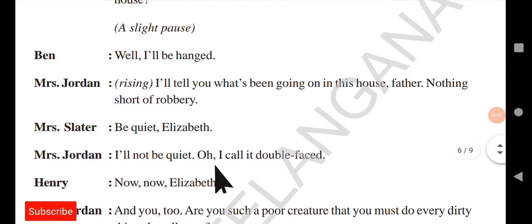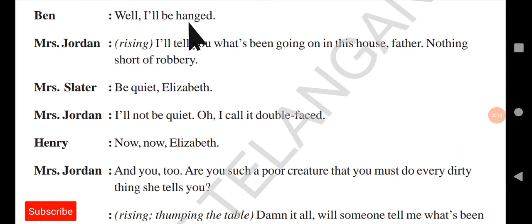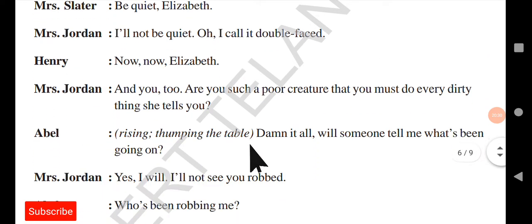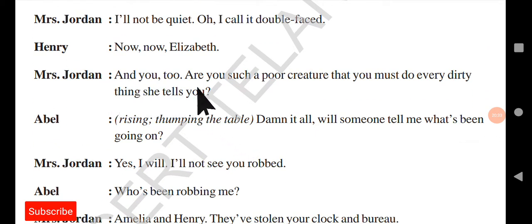Okay, so Ben: "Well, I'll be hanged." Mrs. Jordan, rising: "I will tell you what's been going on in this house, father. Nothing short of robbery." Slater: "Be quiet, Elizabeth." Jordan: "I will not be quiet. Oh, I call it double faced." Henry: "Now, now, Elizabeth." Jordan: "And you too. Are you such a poor creature that you must do every dirty thing she tells you?" Here Abel Meriwether, thumping the table: "Damn it all. Will someone tell me what's been going on?"